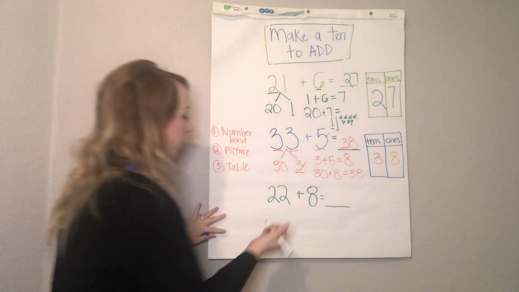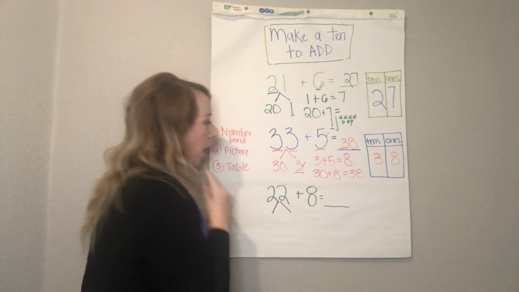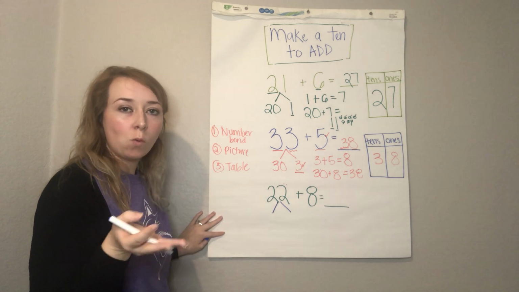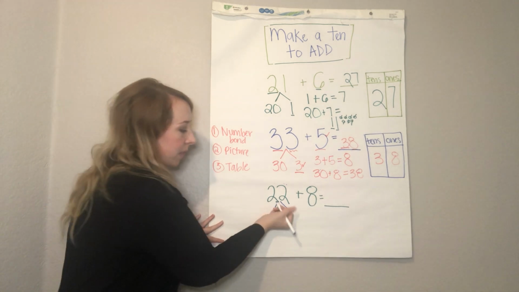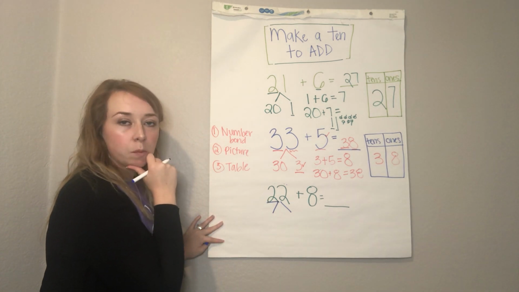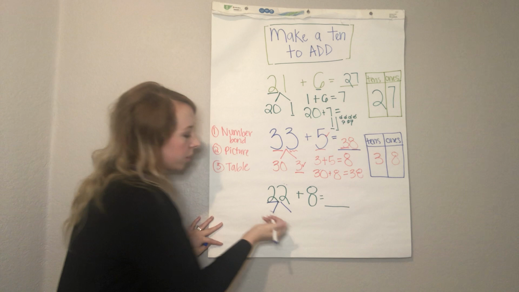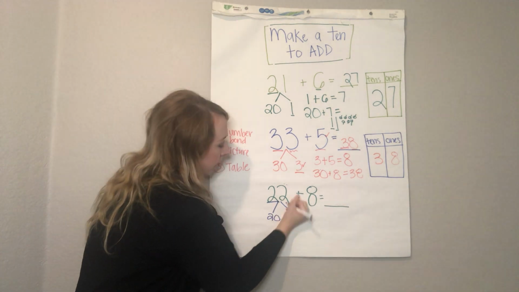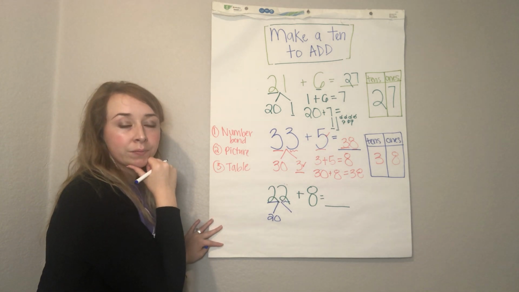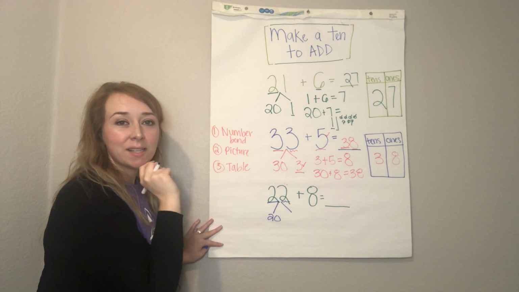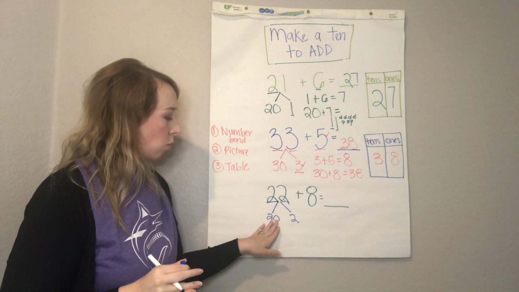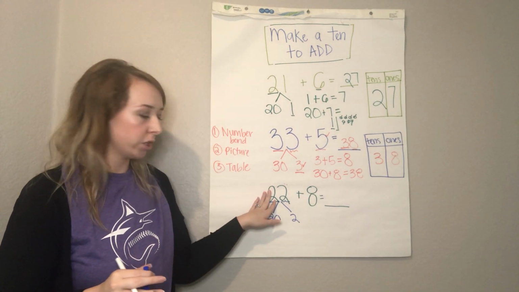Make a number bond. So I'm going to take the number 22 and I'm going to break it up into the values of the 10s and the 1s. So looking at my 10s column here, how much is that 2 worth in the 10s place? It's worth 20. Let's move over to the 1s place. How much is this 2 worth? It's only worth 2 because it's in the 1s place, so I'm going to put 2. So this is saying that 20 plus 2 equals 22.